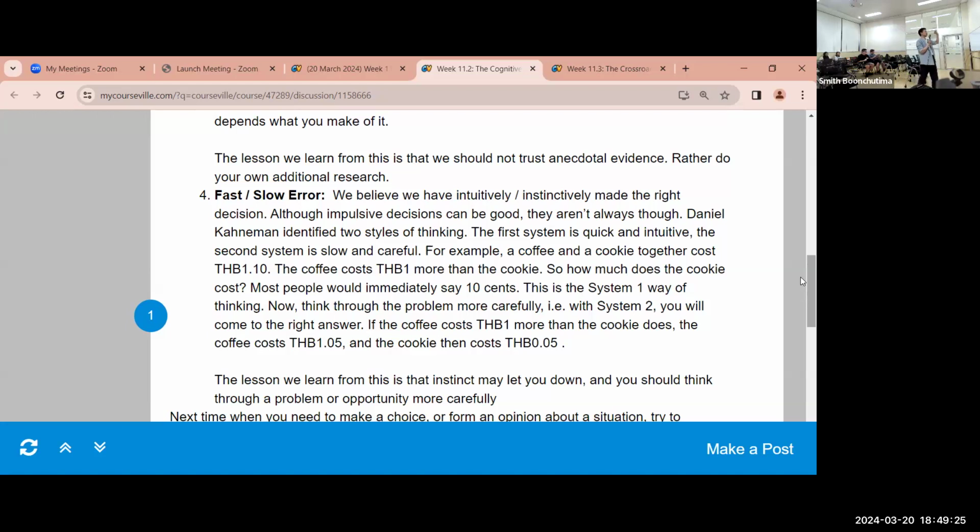Okay, let's take a look at this one. Let's think along. A coffee and a cookie together cost 1.10 baht. The coffee costs 1 baht more than the cookie. So how much does the cookie cost? 10.